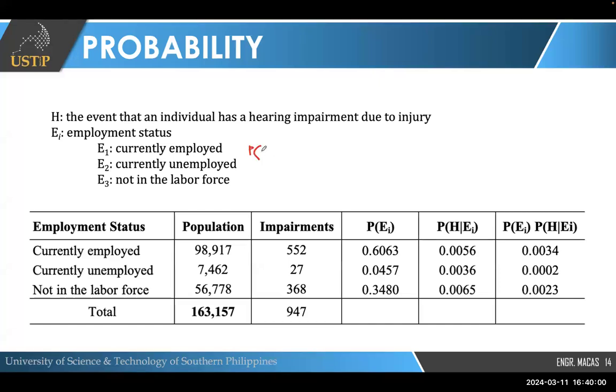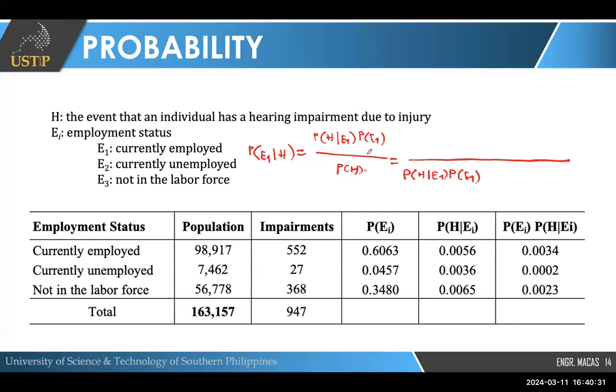Let me rewrite the formula. That is, employed given that he or she has a hearing impairment, which is what we need. So copy it, but this time H comes first: E sub 1, then probability of E sub 1 all over probability of H. But for the total, the denominator is equivalent to P of H given E sub 1 times P of E sub 1. Your numerator goes there. Then add, and replace your E with E sub 2, plus H given E sub 3 times P of E sub 3. Then we are done. The numerator is the same.